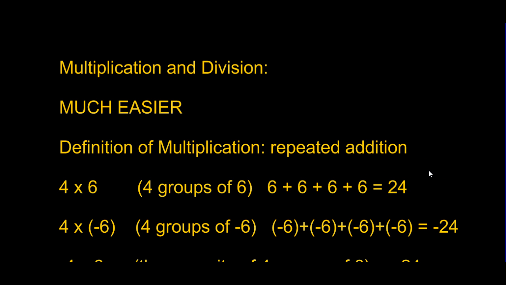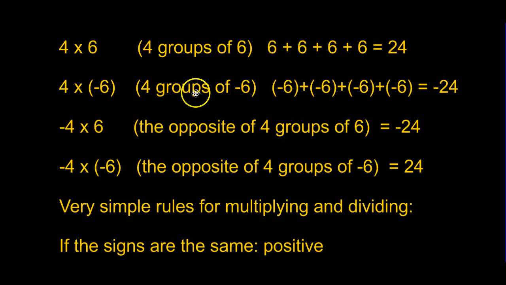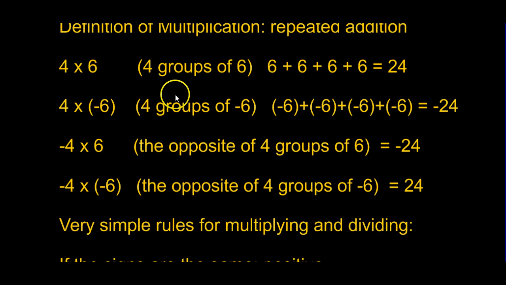Now, hopefully you all know your multiplication facts. When you do the 4 times negative 6, now we're saying you have 4 groups of negative 6. So you have negative 6 and negative 6 and negative 6 and negative 6. That would make negative 24.